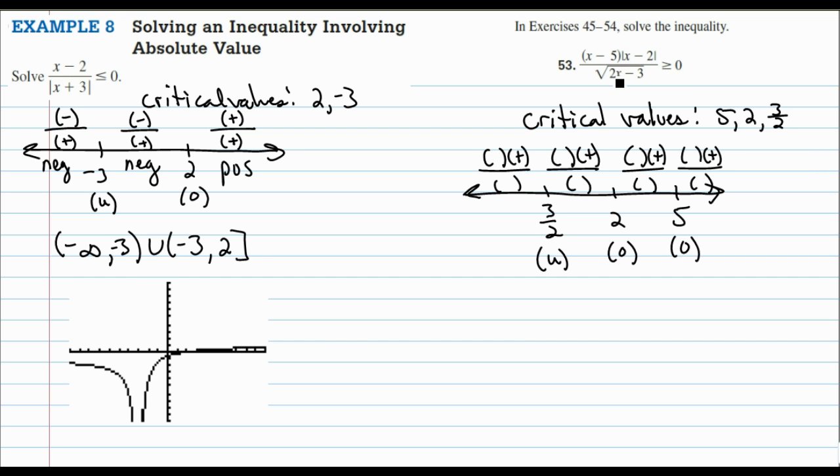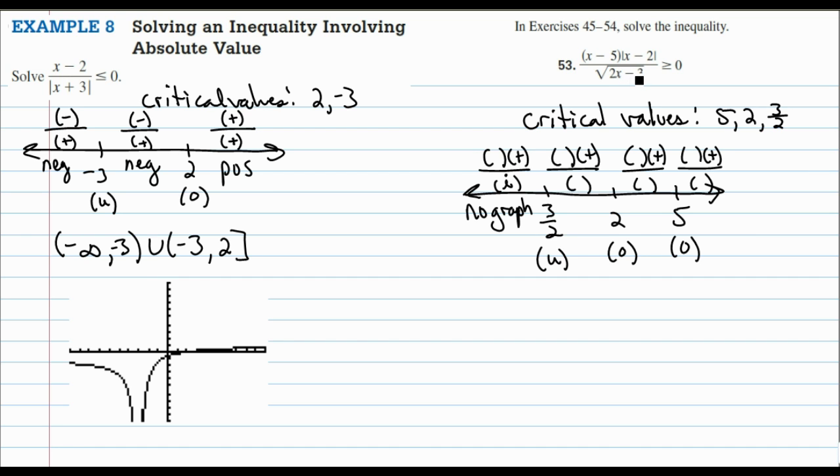Now, I'm going to worry about what's going to happen with my square root here down in the denominator. To the left of 3/2, so like negative 100, 2 times negative 100 minus 3 is going to be negative, and I can't take a square root of a negative. So this is going to be imaginary, so I'm going to have no graph to the left of 3/2. Now 3/2 won't make the function imaginary, it'll make the function undefined because it makes the denominator 0.